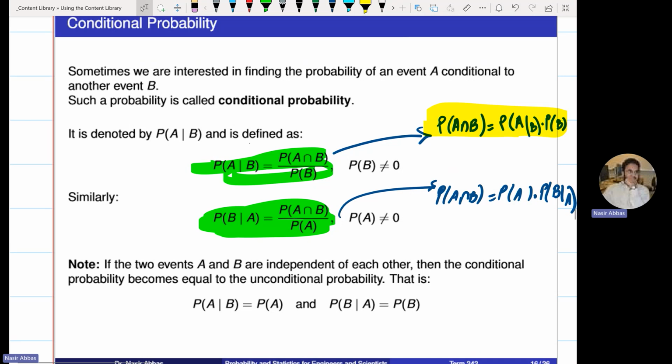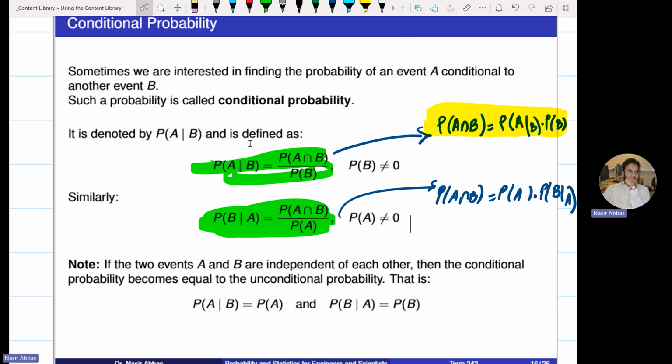you're trying to find the probability that A will happen and B will happen. On the left side, A intersection B. On the right side, you have the probability of B has happened first, multiplied by the probability that A will happen given B has already happened. So in the first formula, A is dependent upon B. So first B happened, and you know B happened, and then you're trying to find the probability of A.